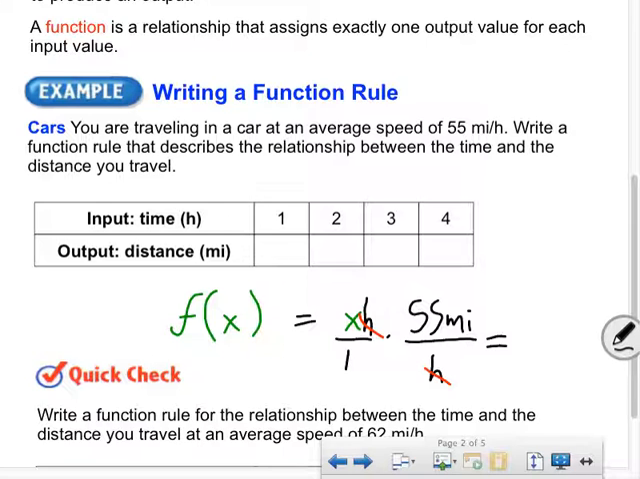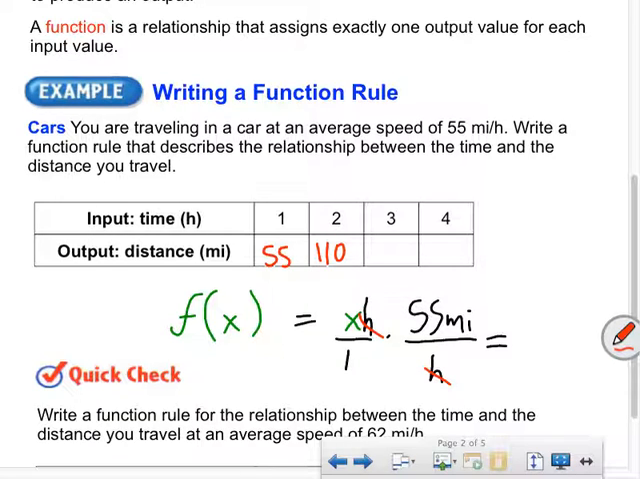So somebody tell me what my output's going to be for 1 hour. 55, right? Did I get more than one answer? No, I just got one answer. So I have one input, 1 hour. That means I go 55 miles. What about 2 hours? Okay, let's try to raise our hand. Who's got that? 2 hours. Very good, thank you. 110 what?